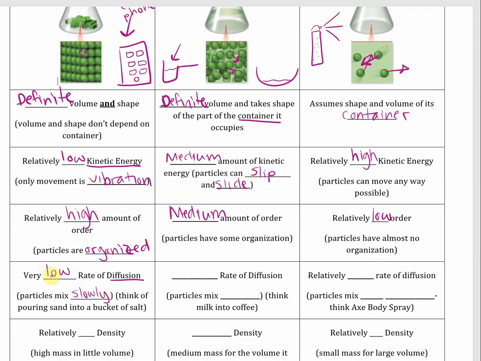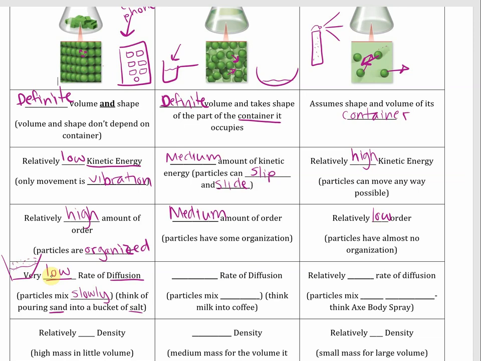Another example here would be to think of pouring sand into a bucket of salt. They might mix a little bit right at the very top. So here's our salt, and we can throw our sand on top here. And maybe some of that sand will get into the salt, maybe some of the salt will get into the sand, but for the most part, you're just gonna keep your two separate layers and they're not really gonna mix because they have a very low rate of diffusion.